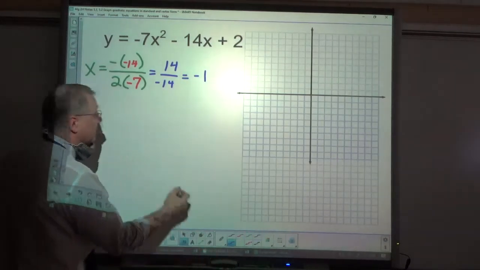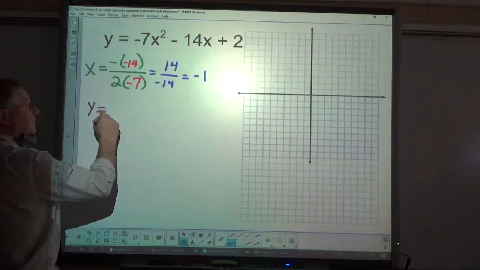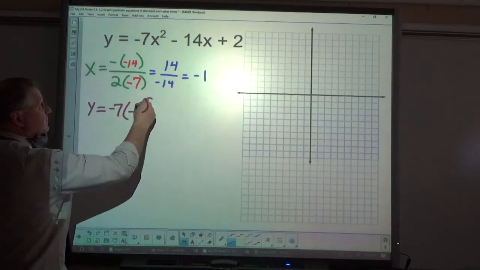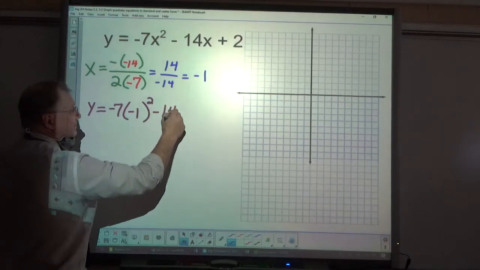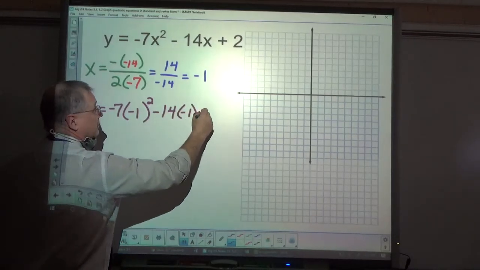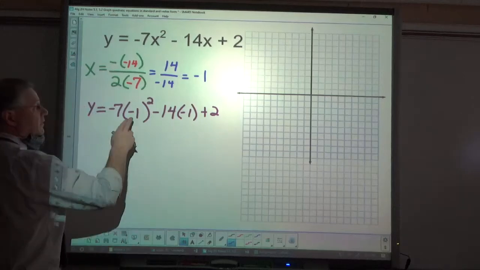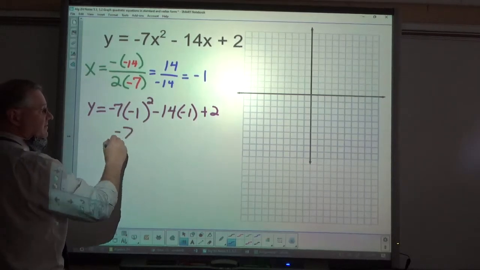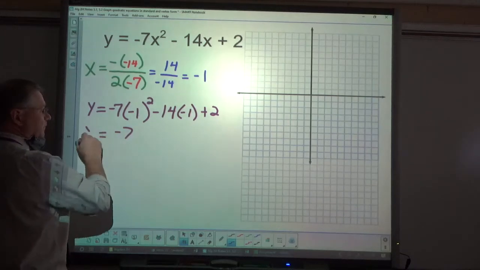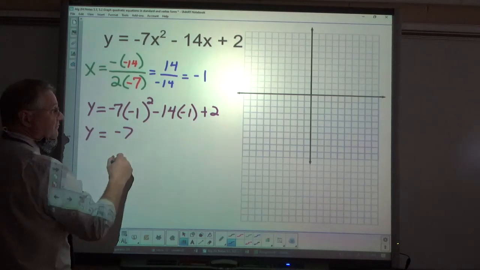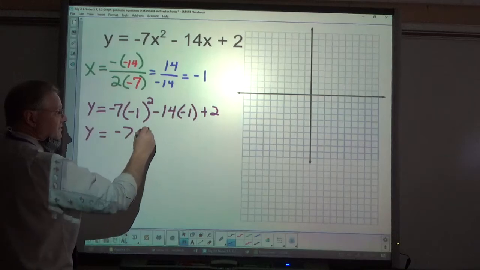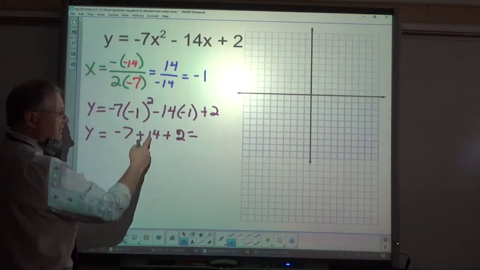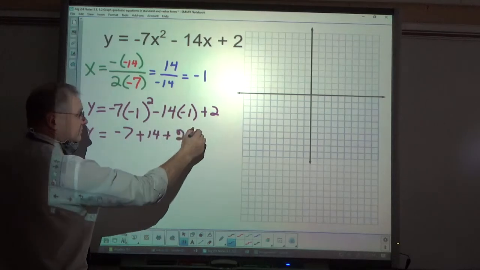So I'm going to plug that back in to find the y value of the vertex. Negative 7 times negative 1 squared minus 14 times negative 1 plus 2. Negative 1 squared is 1 times negative 7 is negative 7. Negative 14 times negative 1 is positive 14 plus 2. So negative 7 and 14 is 7, plus 2 is 9.